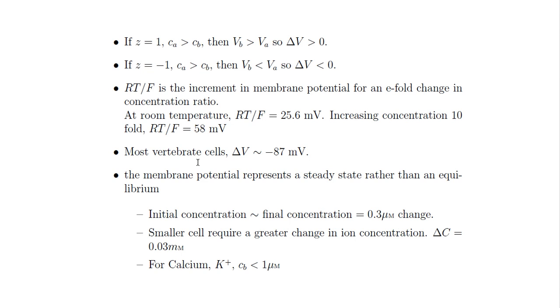Steady state means that the amount moving in is the same as the amount moving out. The initial condition equals the final concentration, with a 0.3 micromolar change across this membrane. Smaller cells require a greater change in ion concentration. So delta C is 0.03 millimole. And for calcium, the concentration in compartment B is less than 1 micromolar.